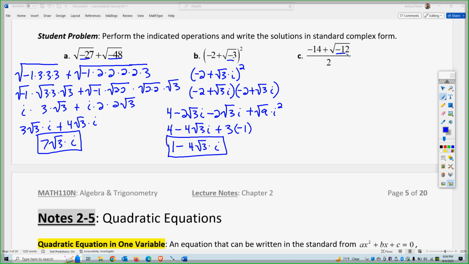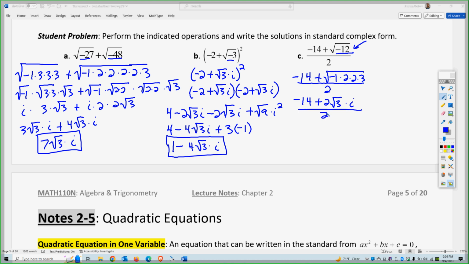So again, I need to break this down, right? So negative 14 plus, if I break down 12, I get 2, 2, 3, right? 4 times 3 is 12. Okay, because again, this is a grouping symbol which needs to come first. So negative 14 plus 2 root 3, and then the I over 2, right? Because the square root of 4 comes out as a 2 and the negative 1 comes out as an I.